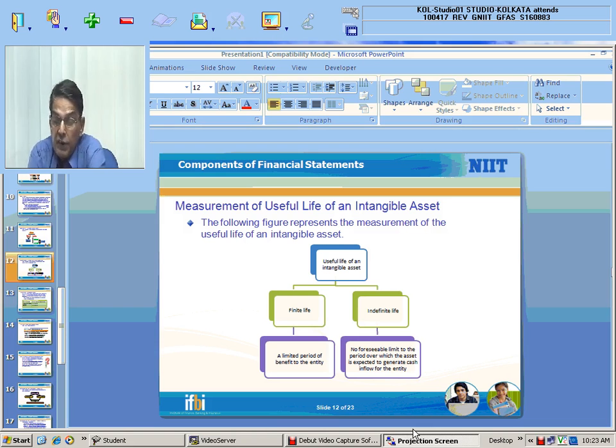If an intangible asset has a finite life, then it is presumed to have a reliably measurable fair value. Indefinite doesn't mean infinite. Again, I am just repeating this point. Indefinite doesn't mean infinite. It means only that there is no foreseeable limit to the period over which the asset is expected to generate benefit for the entity.